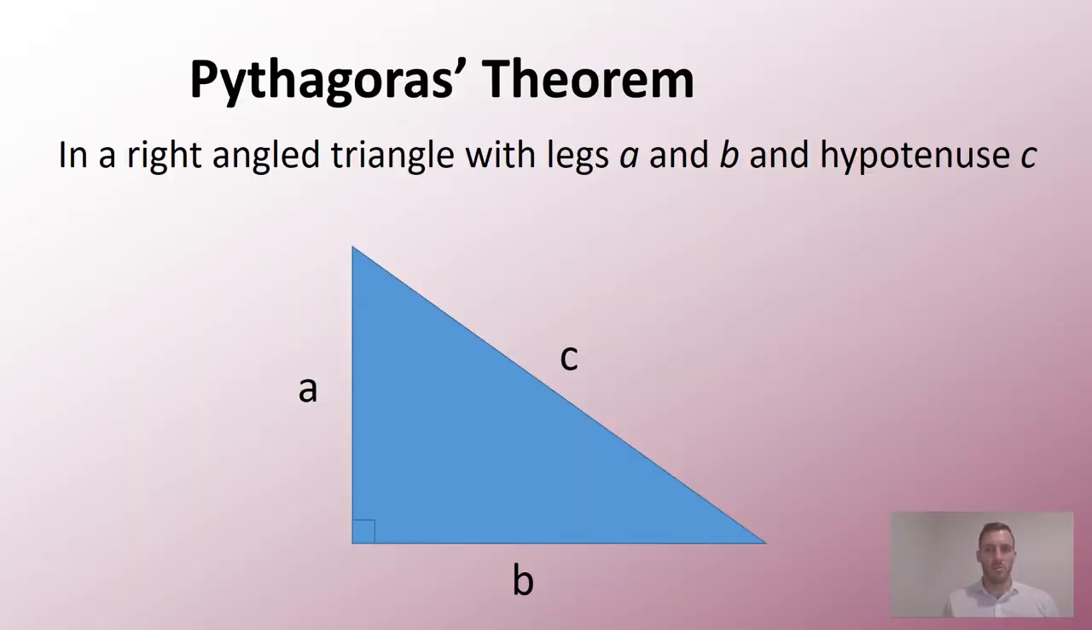Just a reminder that in a right-angled triangle with legs a and b and hypotenuse c, Pythagoras' theorem says that a squared plus b squared equals c squared.